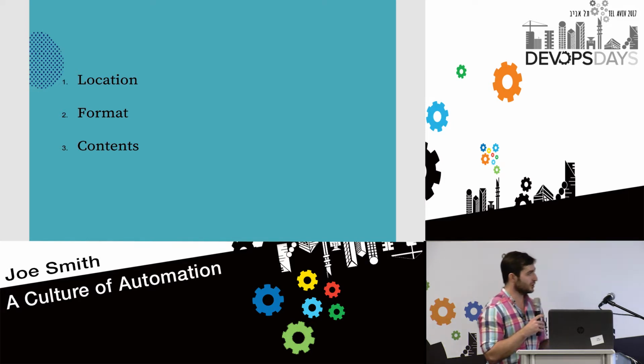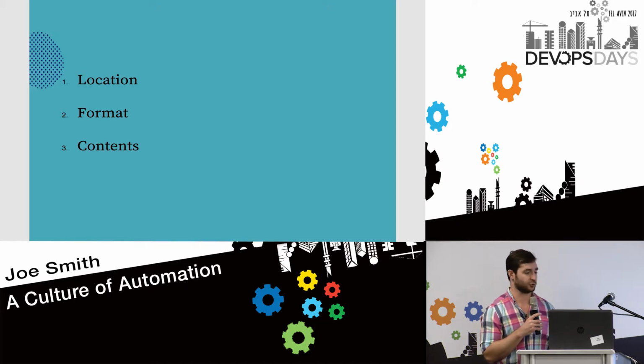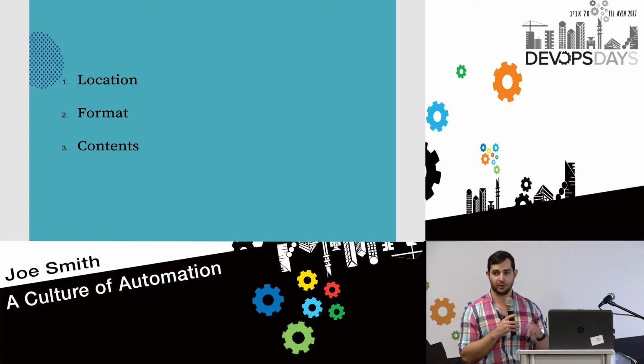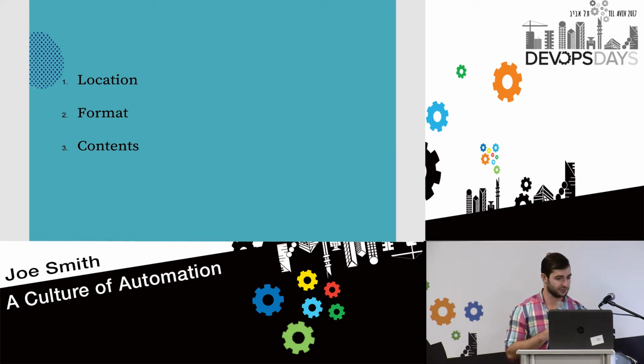So there's three components to how we structure these things. The first one is, where do you locate this information? There's a few different options. The second is the format and how you lay it out. And then the third is going to be the contents. So what's actually inside of this? What are you going to see and use here?